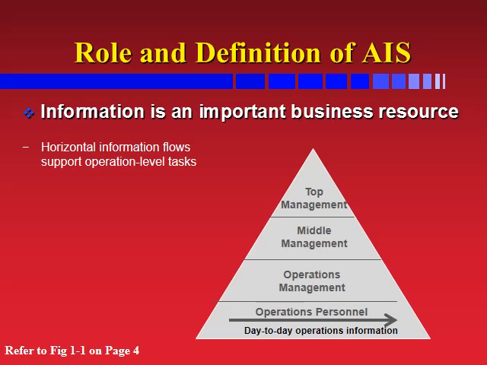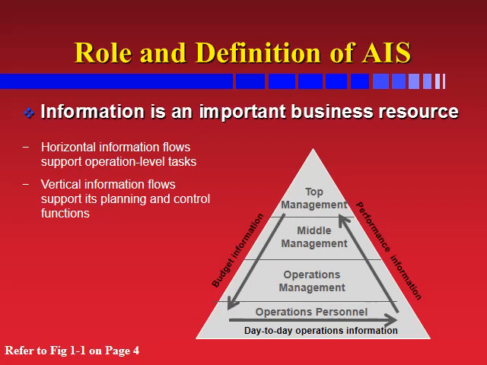Now, this information is usually highly detailed, such as the sale and shipment of goods, transfers of resources from one department to another, etc. The vertical flow distributes information downwards from senior managers to junior managers and operations personnel in the form of budget information and other instructions. In addition, summarized information pertaining to operations flows upwards to managers of all levels. Management uses this information to support its planning and control functions.